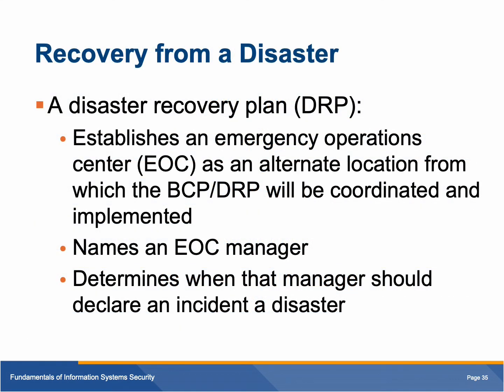The recovery from a disaster, so our DRP, our disaster recovery plan, we're really going to be looking at how can we establish an emergency operation center as an alternate location from which the business continuity plan and disaster recovery plan will be coordinated and implemented. So we're going to need to have an EOC manager, the Emergency Operations Center manager, and we're going to need to determine when that manager should declare an incident a disaster. So basically, something happens, it's an incident, and then we have specific guidelines at a certain point. We say, okay, this is a disaster situation now. So we need to activate the disaster recovery plan and move towards a business continuity plan.